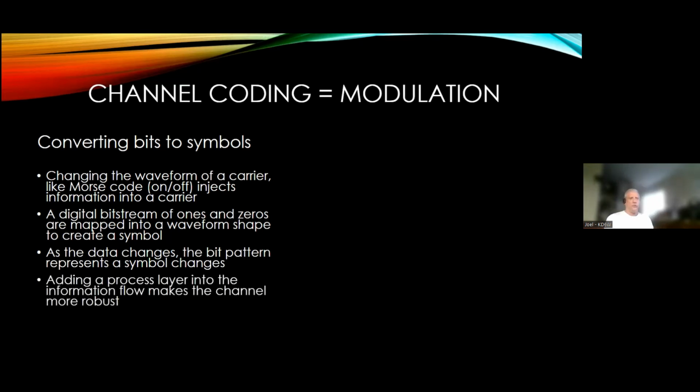And then you also want to add a process layer so that the information can be, you add some more error correction. So there are things you do to make the symbol that you're creating in the waveform more robust. Now, we have to talk about bit rate versus bandwidth. Why?